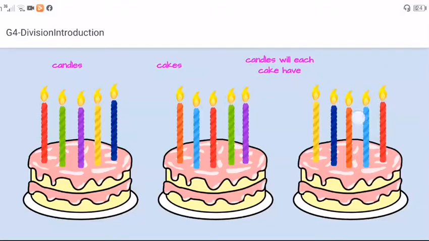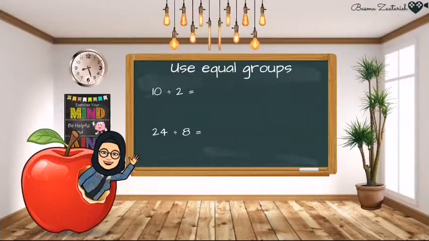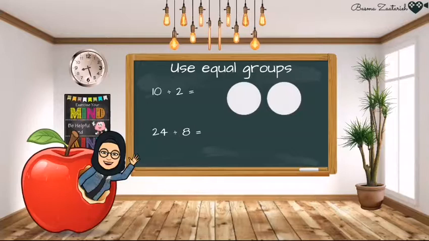Now, after we understood what we mean by division, let's try to solve some division problems using equal groups. Here we have 10, and 10 is the total. We want to divide it among 2 groups. So I'm going to draw 2 groups and distribute the 10, the total.